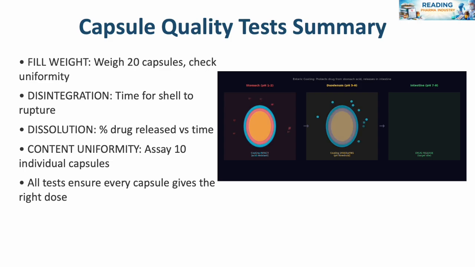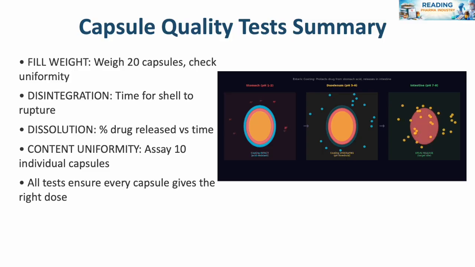The quality of capsules follows more or less similar kinds of tests. One important test we do is the fill weight. The way this is done is by weighing 20 capsules, and we check the uniformity across all the assessed capsules. The other thing is disintegration, and this is the time required for the shell to rupture. This is followed by dissolution, which is basically the percentage of drug released versus time.